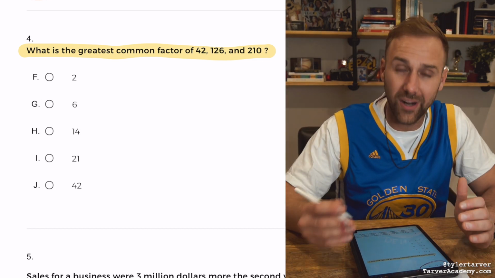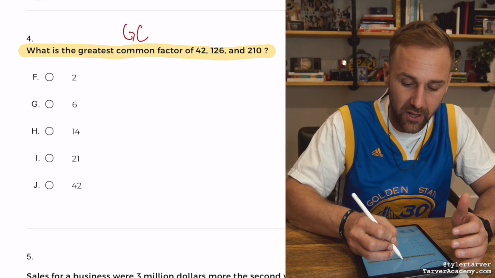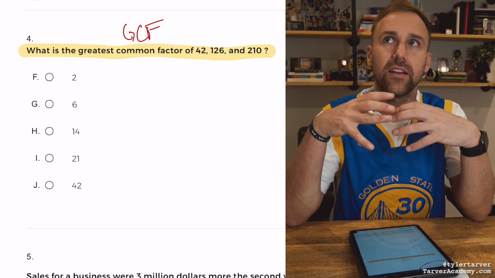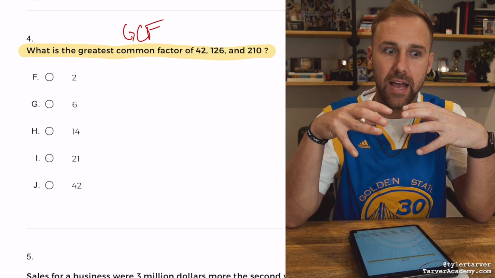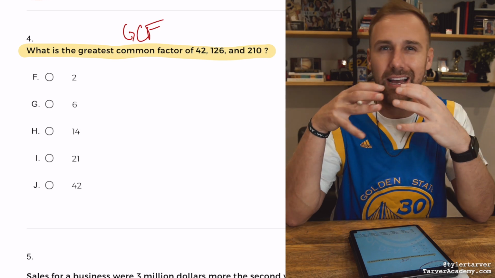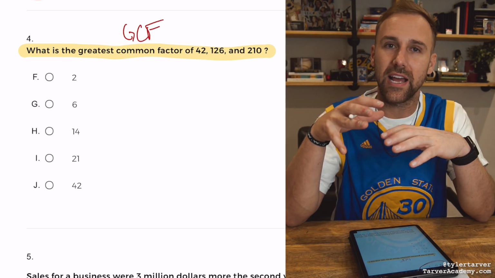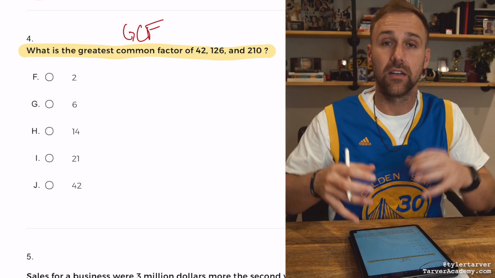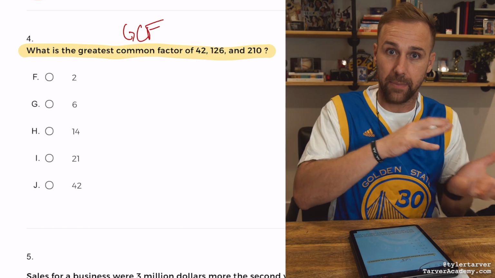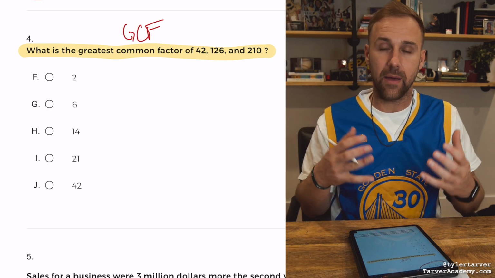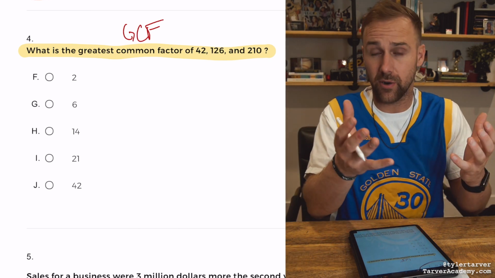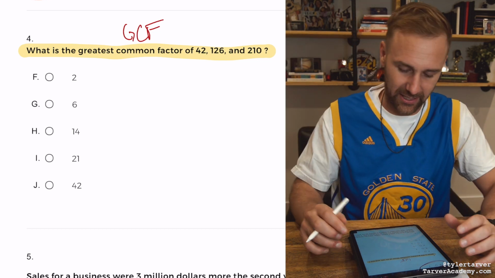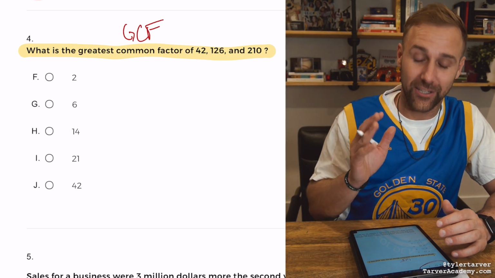So first thing you need to know is what is greatest common factor, or as we call it on the streets, GCF. I always like to break these words down. Greatest means biggest. Common means it's the same, happening in both arenas. And factor means it factors into it. So, greatest common factor, GCF.